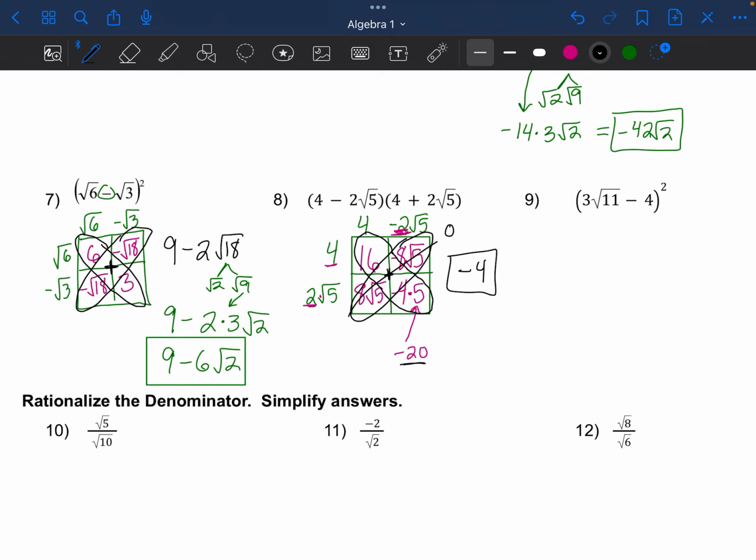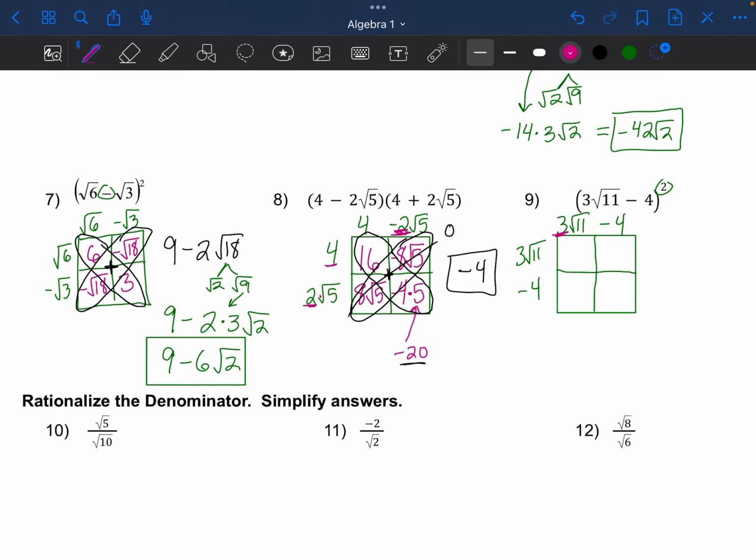All right, one last box method before we move on. We've got another squared one. This time we've got 3 square root of 11 minus 4, 3 square root of 11 minus 4. Right? You write it twice because that square there can't distribute the square because of the minus sign.